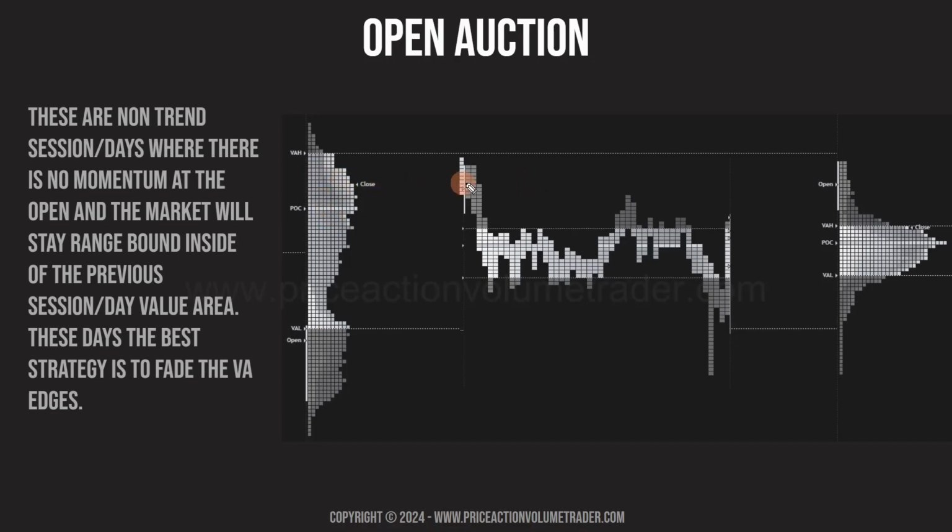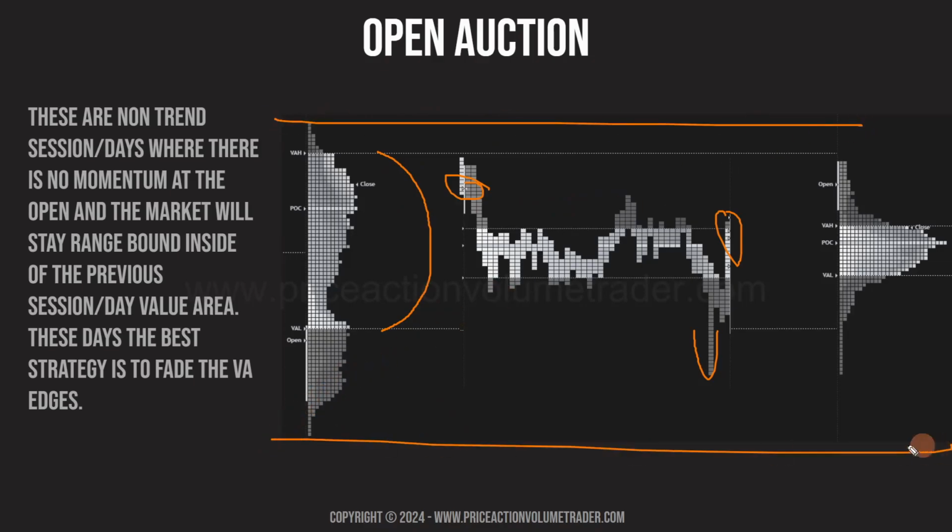And then as you can see, right here, we opened up right here, and then we spent almost the entire session within the previous day's value area. We did have this break here late in the session, but then we ended up closing right back within the previous day's profile. Okay, but you can see how we spent the entire day within the ranges of the previous session or day's profile.